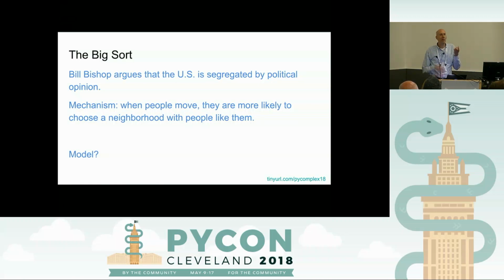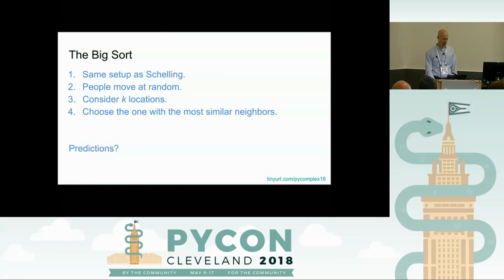So there's a question, can we model that, where instead of people becoming unhappy and then moving at random, people move at random and choose a neighborhood. Maybe they look at 2 or 3 neighborhoods and they pick the one that's similar to them. So it's pretty much the same setup as the Schelling model, still a 2-dimensional grid with reds and blues and so on. Any guesses about what this is likely to do?